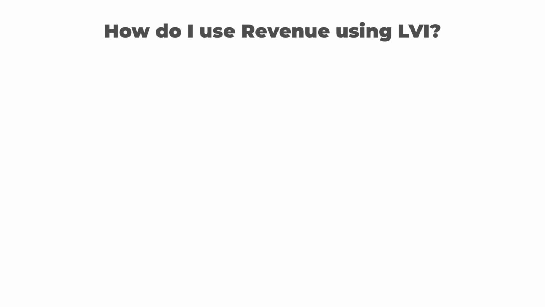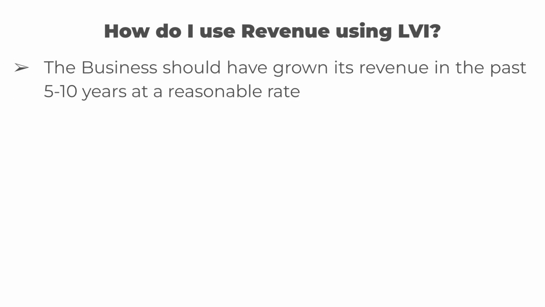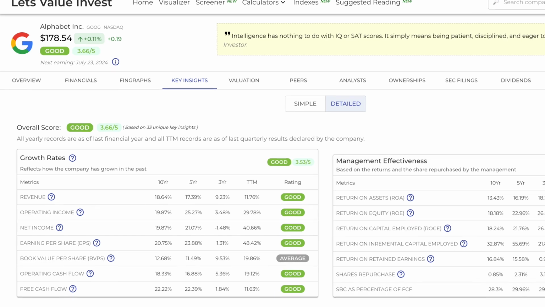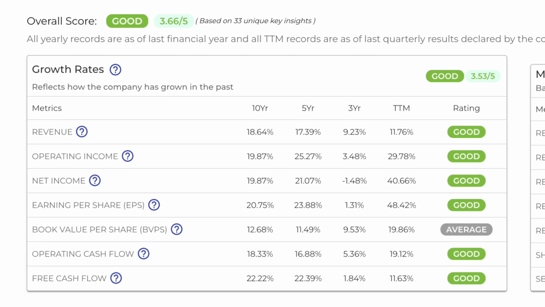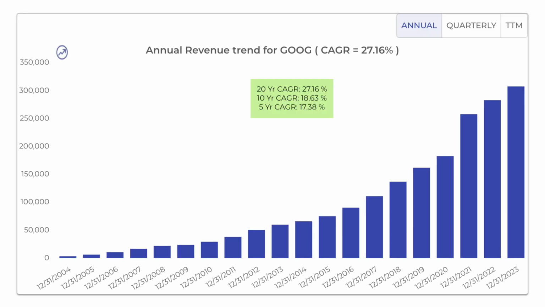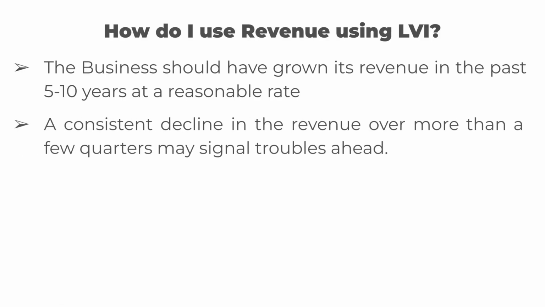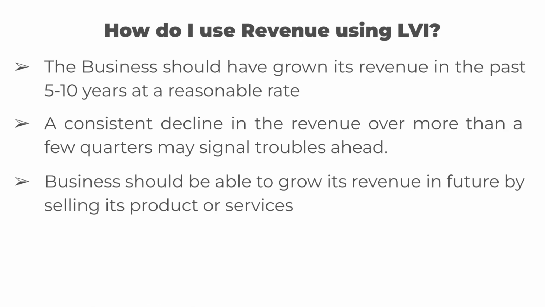When I'm analyzing a company's stock using LBI, I generally consider the following points with respect to a company's revenue. First, the business should have grown its revenue in the past 5 to 10 years at a reasonable rate. If the revenue dips for a couple of quarters here and there, it should be fine, but the overall trend should be upward. Second, a consistent decline in the revenue over more than a few quarters may signal troubles ahead. Perhaps they are losing market share or facing increased competition, and we need to take a deeper look. Another point is, business should be able to grow its revenue in future by selling its product or services.